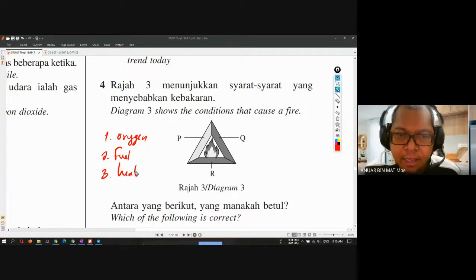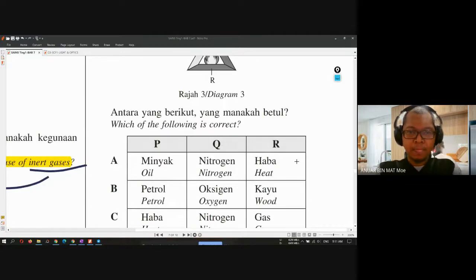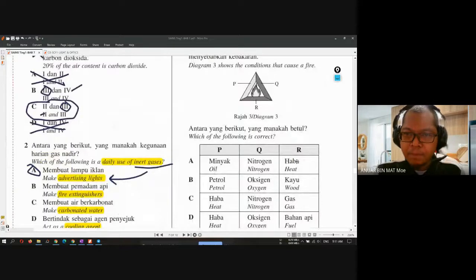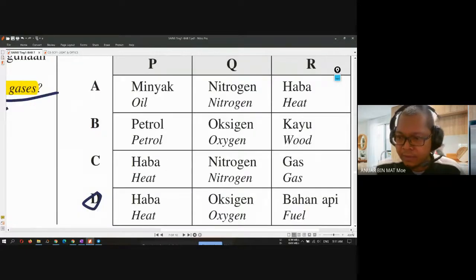Heat. Okay. But sometimes the question doesn't directly ask you what are P, Q, and R. They will ask you what type of substance, for example fuel, for example heat, and what are the examples. So we go directly to the answer here. What is P, you think? What is the answer for number four? Number four, the answer is D. Very direct question, no problem. Heat, oxygen, and fuel. This is the answer for number four.